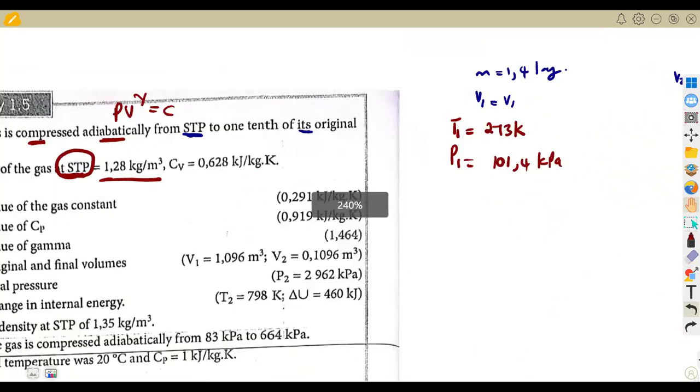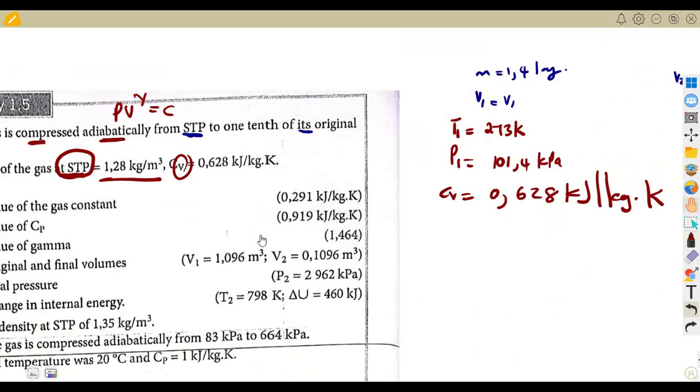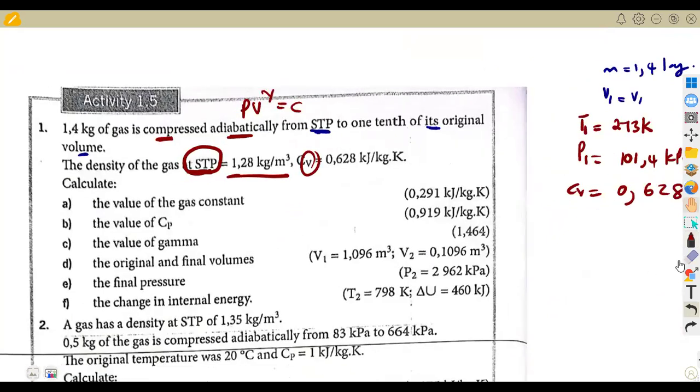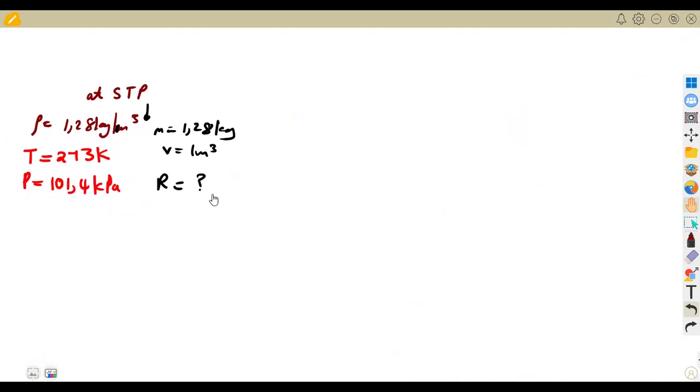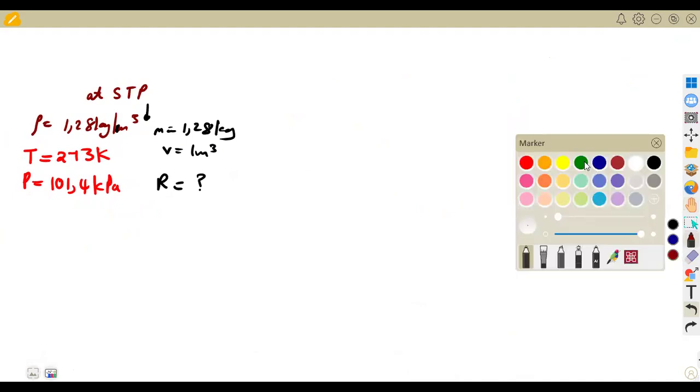We are also given the specific heat capacity at constant volume, Cv, 0.628 kilojoules per kilogram Kelvin. So the first question was to calculate the value of the gas constant, R. How can we calculate R? That is where we go back to the STP conditions. At STP conditions, that is where you determine your R. That is the only part where it plays a role.